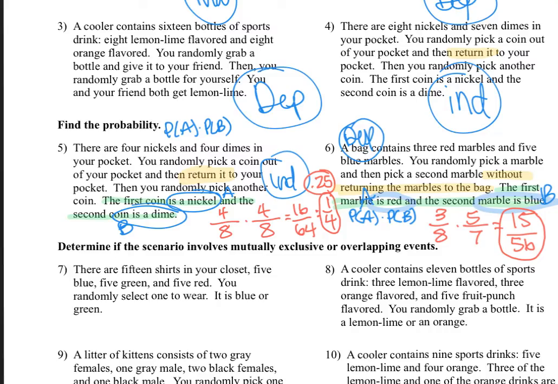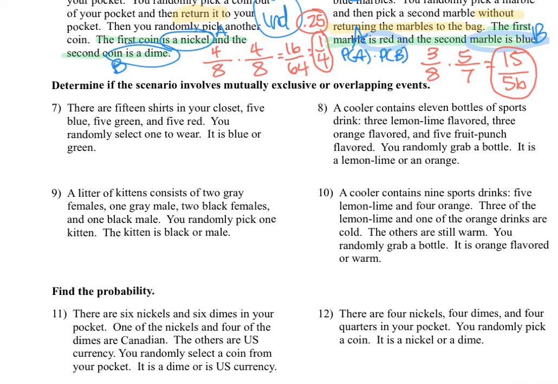Okay? All right, the next section, number 7 through 10, all you're doing is telling me whether they are mutually exclusive or they're overlapping events. Okay, so the first section was independent, dependent. This one's mutually exclusive or overlapping. Now, first question says there are 15 shirts in your closet, 5 blue, 5 green, and 5 red. You randomly select one to wear. Is it blue or green?